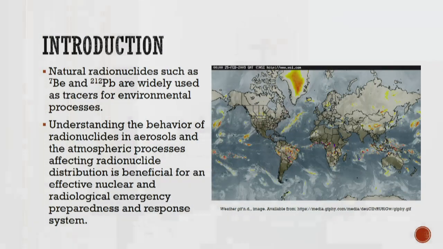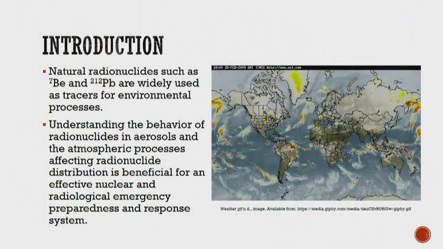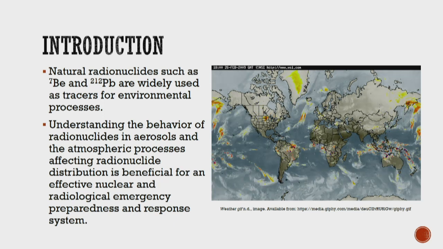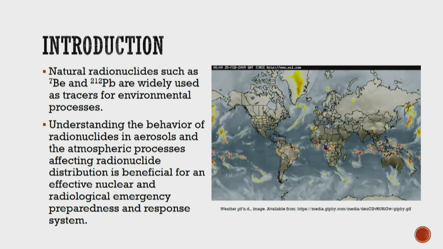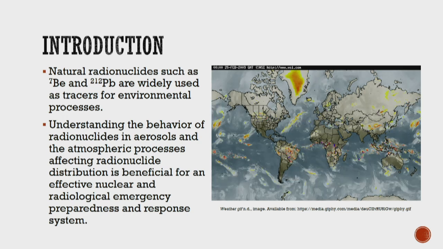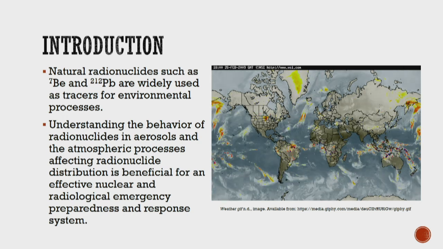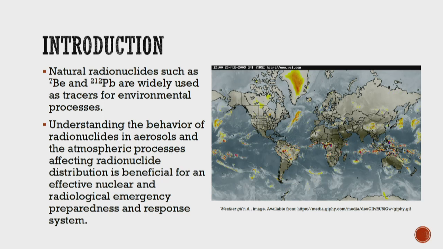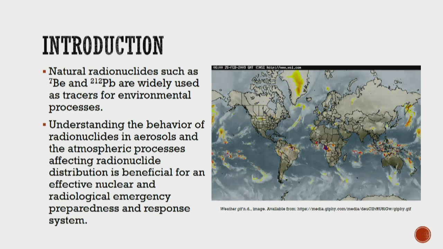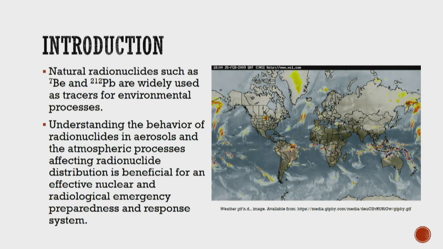Aside from being used to determine natural background radioactivity, we can use natural radionuclides such as beryllium-7 and lead-212 as tracers for environmental processes. And understanding the behavior of radionuclides in aerosols and the atmospheric processes that affect radionuclide distribution around the world is beneficial for the effective implementation of a nuclear and radiological emergency preparedness and response system.